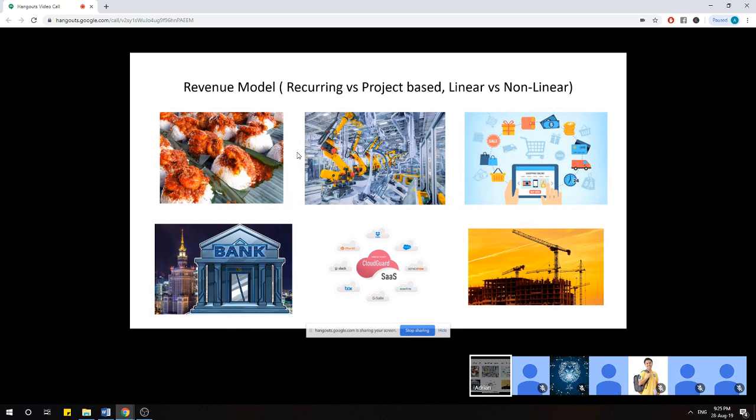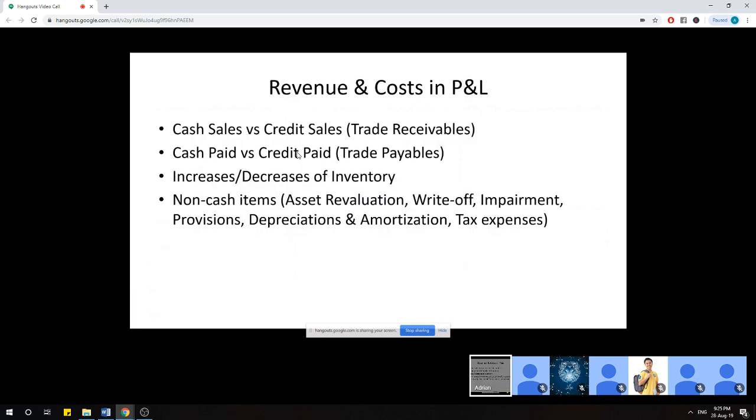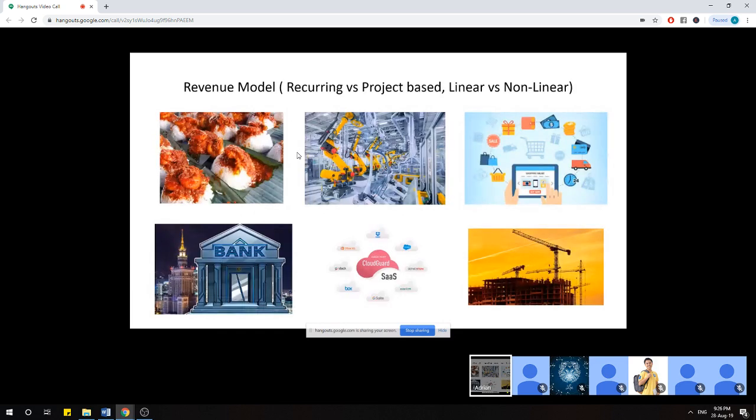Usually in accounting, they will... sorry. Sorry, can you repeat or elaborate a little bit more on when a company cannot turn revenue into cash? That one I will elaborate a bit more. But this one is more about understanding how the company records the revenue.